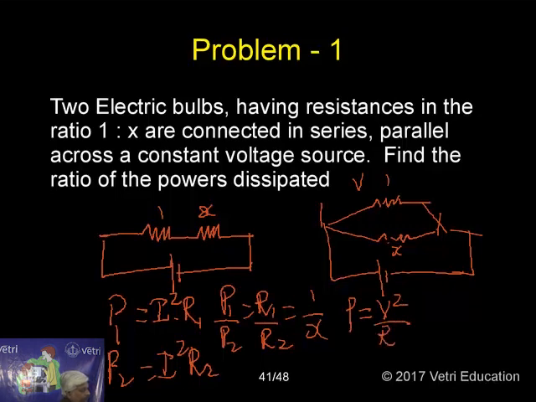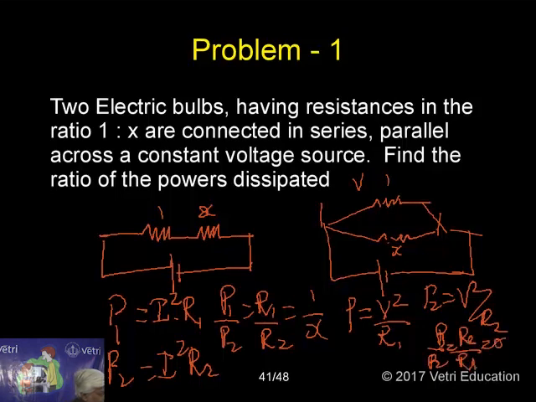For the first one, V squared by R1. For the second one, V squared by R2. Therefore, P1 by P2 is equal to R2 by R1. That is X by 1, that is equal to X. So this is the answer. This is an important problem.